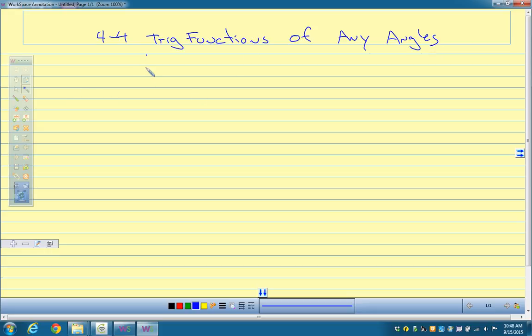Okay, so trig functions of any angle, not angles. So far we've just learned about angles on the unit circle. So we're going to learn about angles with circles that don't have a radius of 1, and that are not multiples of pi over 3, pi over 6, pi over 4, and so on.